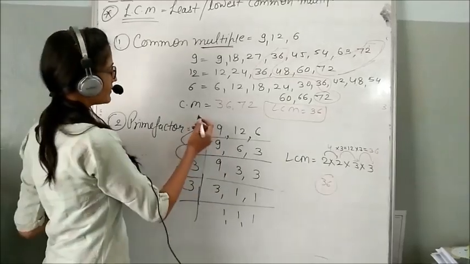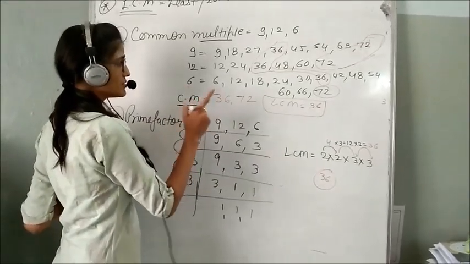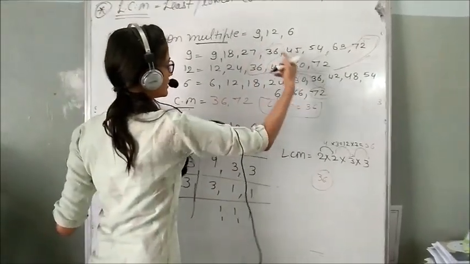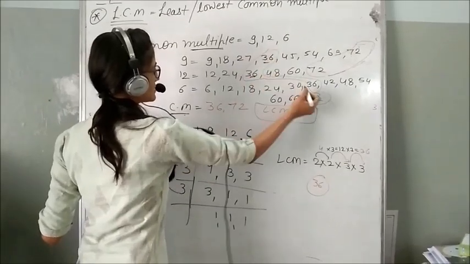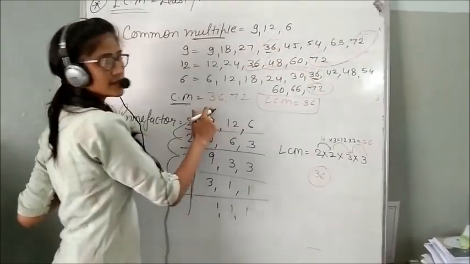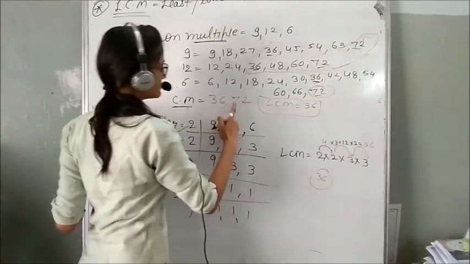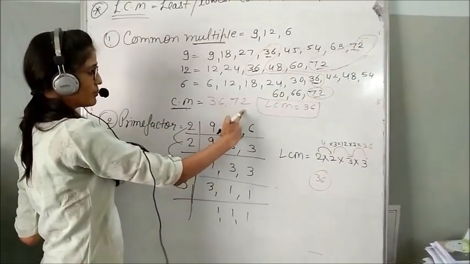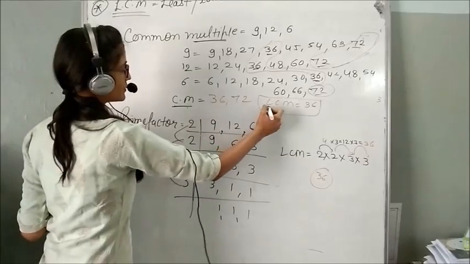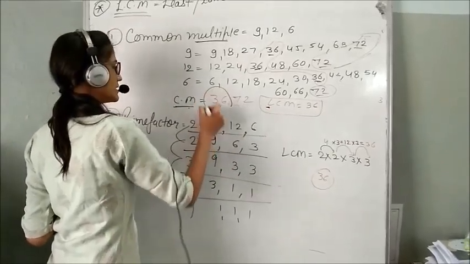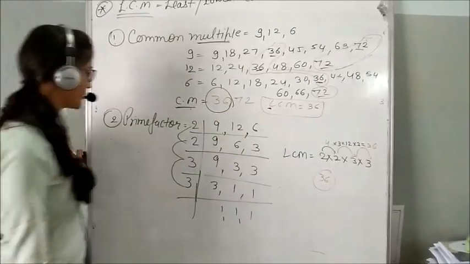Now we find the common multiples. Common multiples are those numbers which are common in all three, 36, 36 and 36. So we write 36 here, then 72, 72 and also 72. So here two numbers are common, and the LCM is the least common multiple, so here it is 36. That is the LCM.